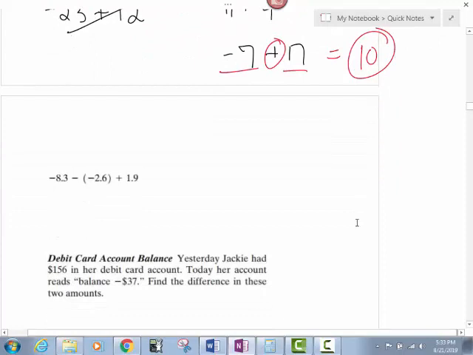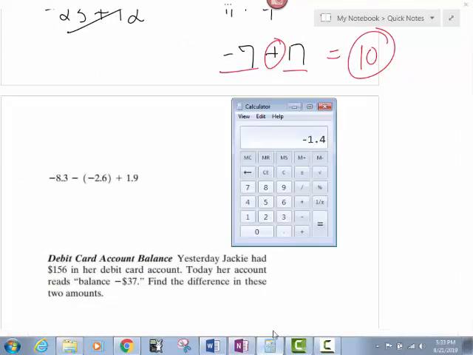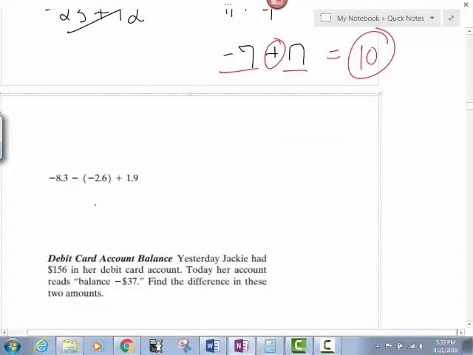Here's another calculator problem. Let's go ahead and do this one together. Again, I'm going to go real slow. I want to make sure that I'm typing in exactly what I see on my paper. That is a negative 8.83. Notice now I have a subtraction sign. Here's my subtraction sign, minus 2.6. But what kind of 2.6 is it? It's negative. Okay? Plus 1.9 equals negative 3.8. Okay? Alrighty.